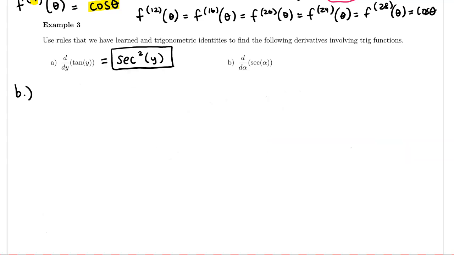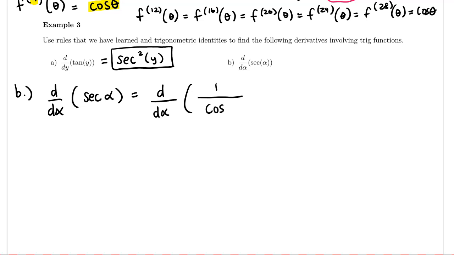All right, in part B, we would like to take the derivative with respect to our variable alpha of secant of alpha. And again, we're going to use a trig identity because I don't know what the derivative of secant is, but I do know what the derivative of cosine is, and so once again using our reciprocal identity, I could rewrite this as 1 over cosine. Now if I want to take the derivative of this thing, I'm going to need to use quotient rule again because I have 1 divided by some other function. So let's go ahead and use quotient rule.